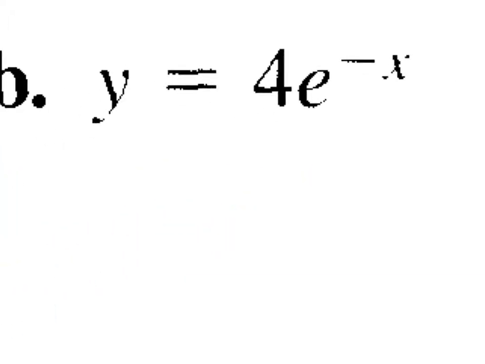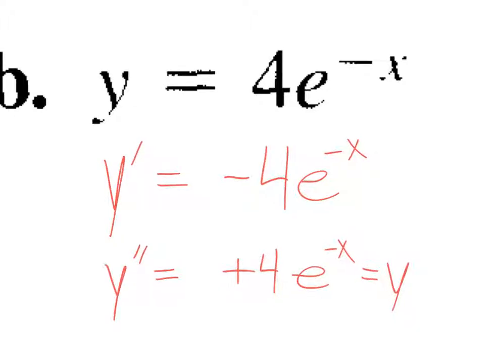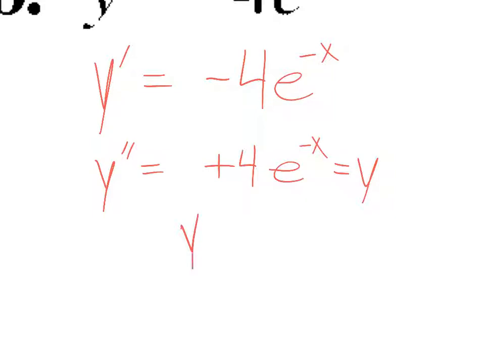But let's look here at this one. What would y prime equal in this case? 4e to the negative x. No, we need to do the chain rule. Yes, we do need to do the chain rule. So it's negative 4e to the negative x, right? Now if I take the derivative of that, we get negative 4e to the negative x times the negative 1 with the chain rule. Hey, that does equal y. So this function is a solution to that differential equation.